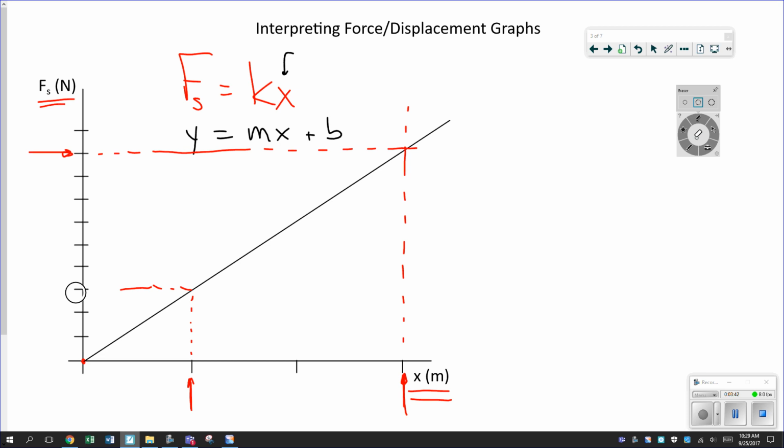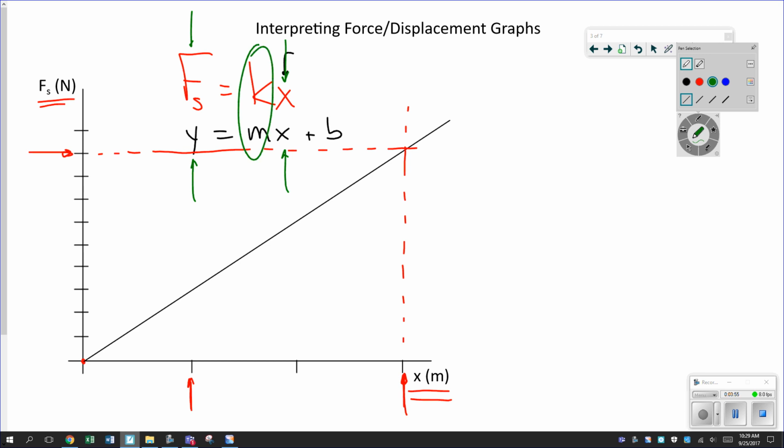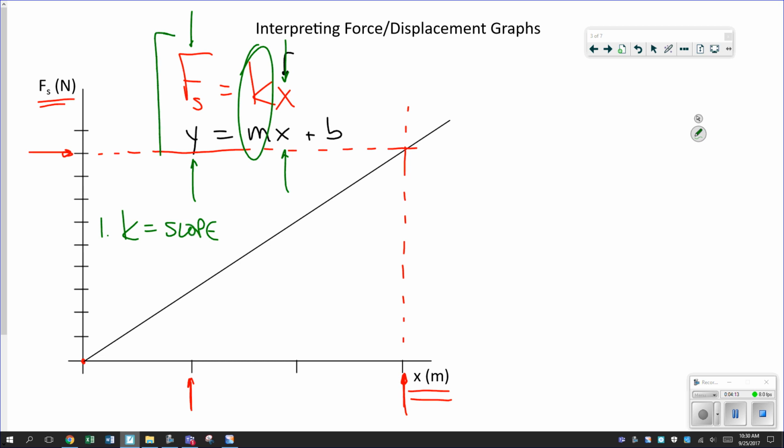Now, things you can find from this graph. You'll notice that these two expressions are pretty similar, right? Here's the stuff on the y-axis. Here's the stuff on the x-axis. That means that k is the slope. So one big thing is that k is the slope. The spring constant k we can always find from a graph of force versus displacement by evaluating the slope. And there are a couple of ways to know that. One is to look at how different quantities are the analogies of other quantities.